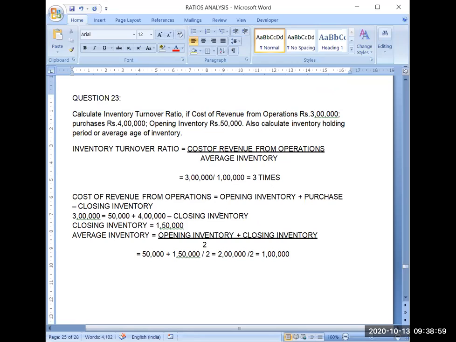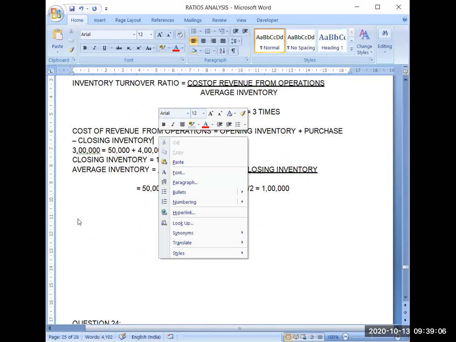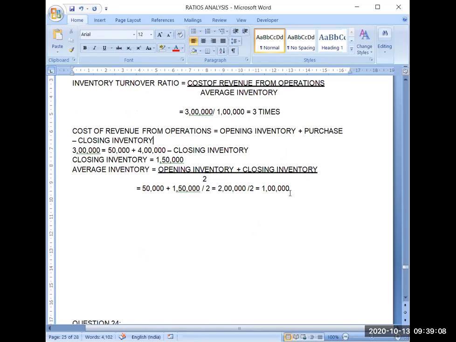Now again I will calculate. The question is also asking the inventory holding period or average age of inventory. So here I will write the formula for it. Inventory holding period is equal to 365 divided by inventory turnover ratio.